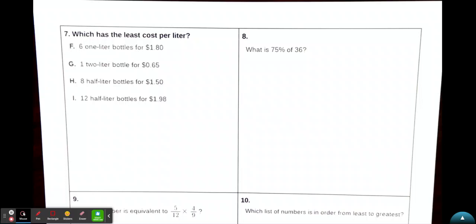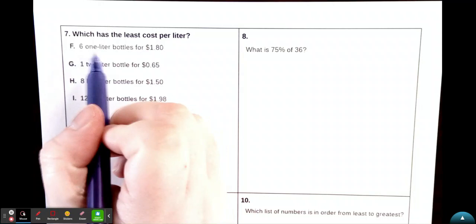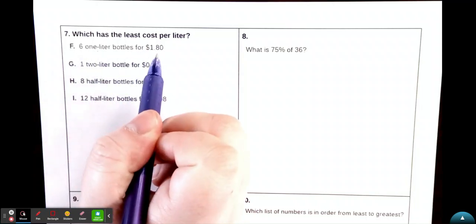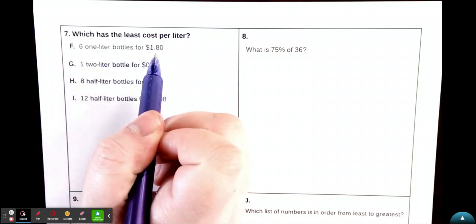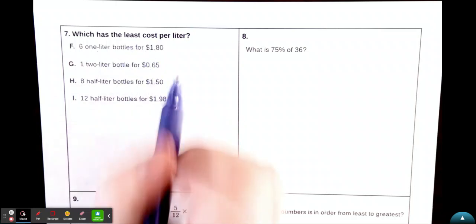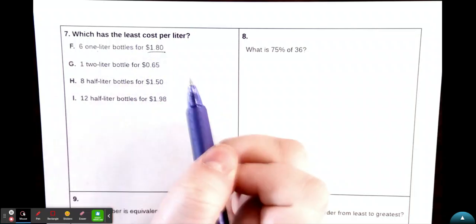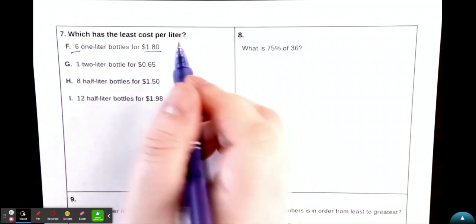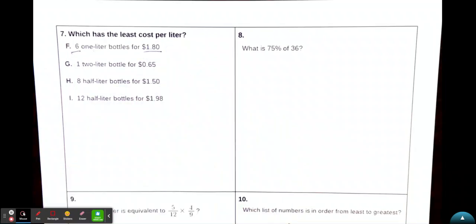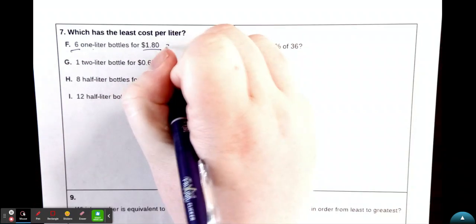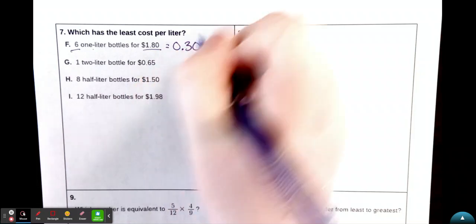Okay, number 7 says which has the least cost per liter. This is asking about unit rate. So it wants to know which is the cheapest unit rate. If we have 6 1-liter bottles for $1.80, how do we find out the cost per liter? We divide. Divide what? $1.80 by 6. And you are allowed to use a calculator for this assignment. So $1.80 divided by 6 gives us 30 cents. So that means each liter is 30 cents.